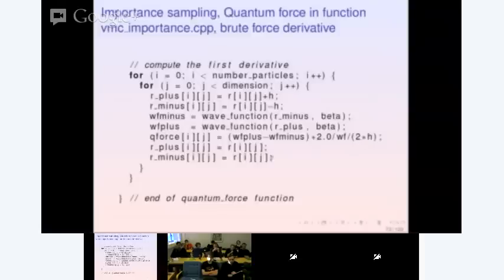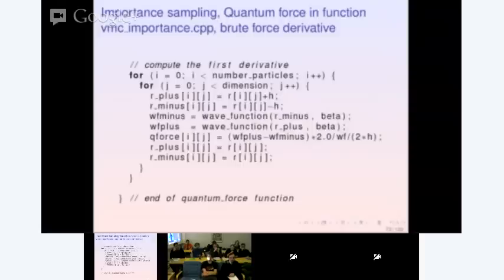When I've taken the derivative for, let's say, the x direction, I have to put the values of r for x back to the old values. Then I move to the y direction, take the derivative in the y direction, and continue until I take the derivative in the z direction. This is the same way as you have been implementing this till now.